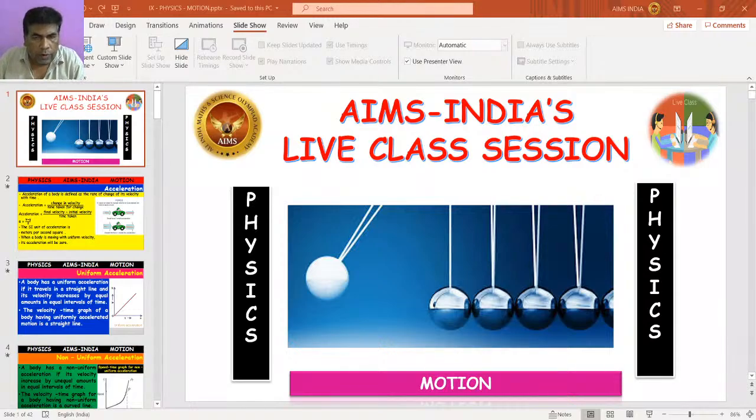Today from physics subject, motion topic we are going to continue. Yesterday we learned up to the velocity topic. So today we are starting the topic of acceleration.